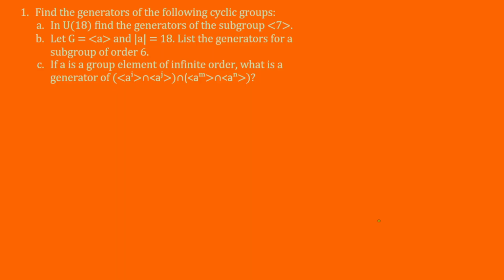For the first problem, we are asked to find the generators of the following cyclic groups. In U18, we are asked to find the generators of the cyclic group of 7. For part B, let G equal the cyclic group of A, where the order of A equals 18. We're asked to list the generators for a subgroup of order 6. And for part C, if A is a group element of infinite order, what is a generator of the intersection of cyclic groups AI and AJ with the intersection of cyclic groups AM and AN? So let's start looking at these.